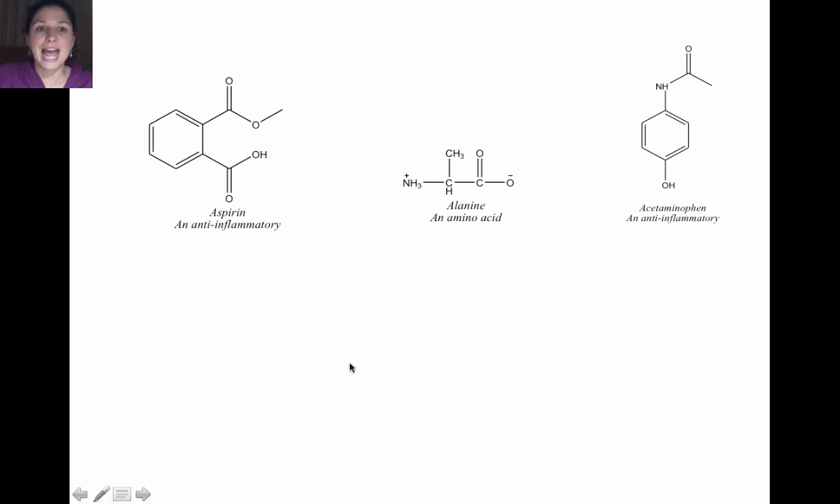Okay. In aspirin, we have three functional groups. So we have an aromatic group here. We have a carbonyl. This is a carbon double bonded to oxygen attached to an oxygen carbon. So this is a special carbonyl called an ester. And here again, we have a special carbonyl, and this one's called a carboxylic acid. So these are the three functional groups that you circled.